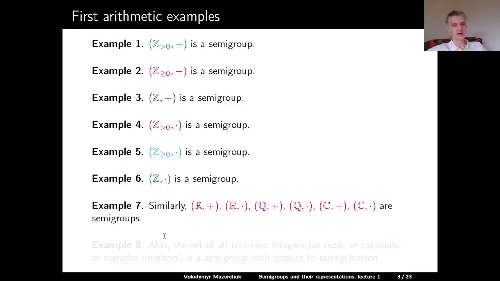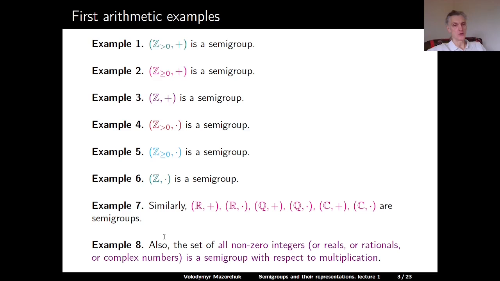We have similar examples of the additive semigroup of all real numbers, or multiplicative semigroup of all real numbers, and similarly for rational, complex numbers, and so on. Also, we can take the set of all non-zero integers, and this will be a semigroup with respect to multiplication. Similarly for real, rational, or complex numbers.